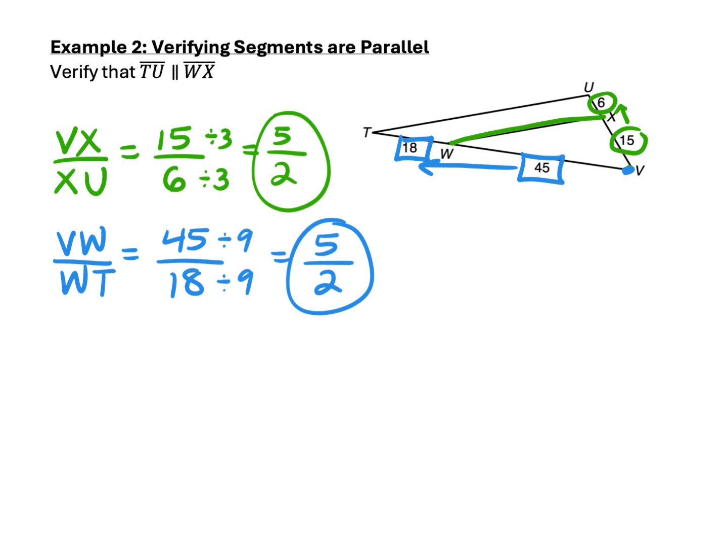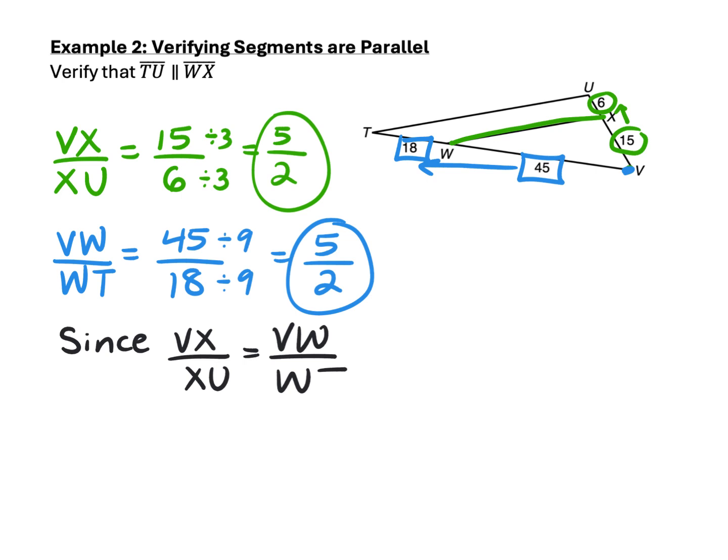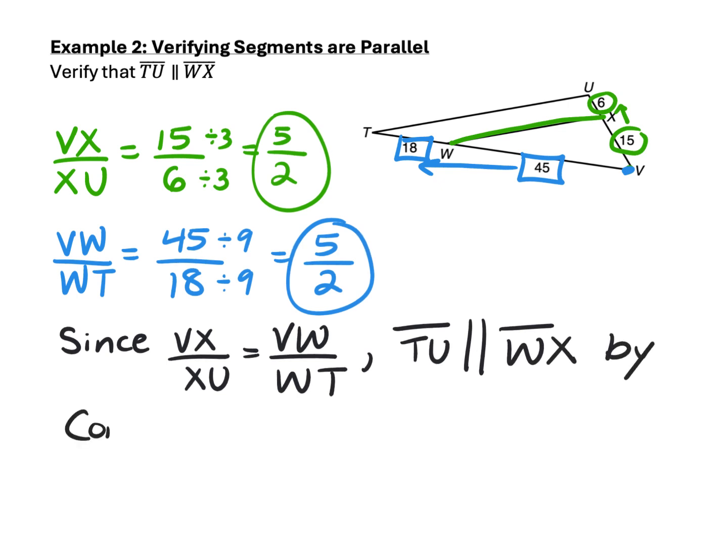So since these two are proportional, since the ratio of VX over XU equals VW over WT, we know that segment TU is parallel to segment WX by the converse of the triangle proportionality theorem.